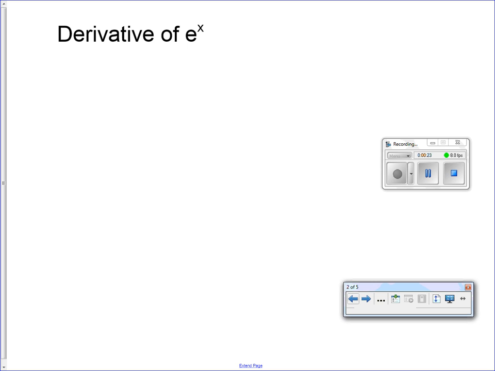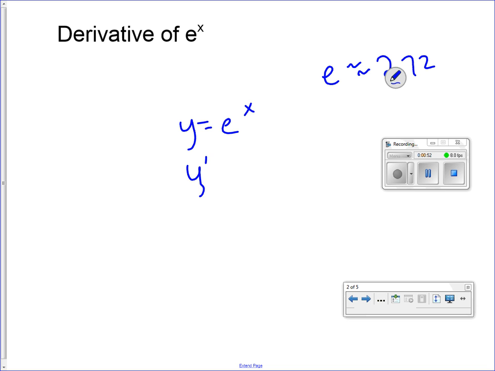So e is a special number, kind of like how pi is a special number. It's about equivalent to 2.72. So what is so special about e? One of the reasons e is really interesting is because it is the only function whose derivative is itself. So if the function equals e to the x, the derivative is also e to the x.